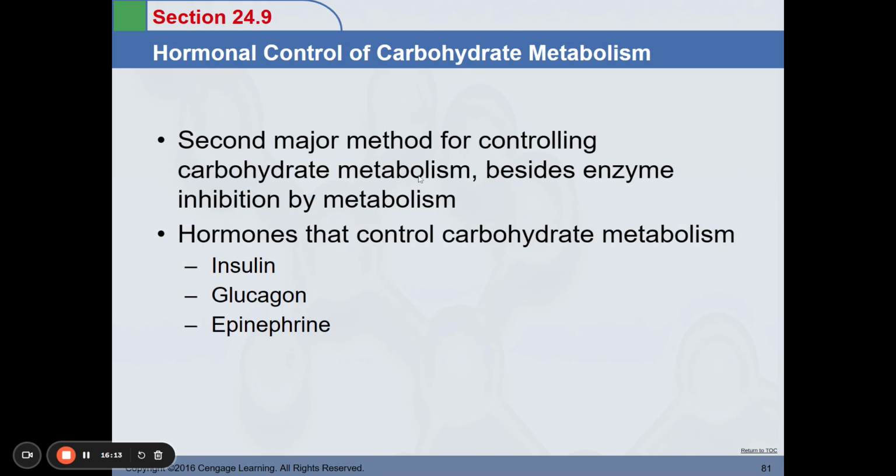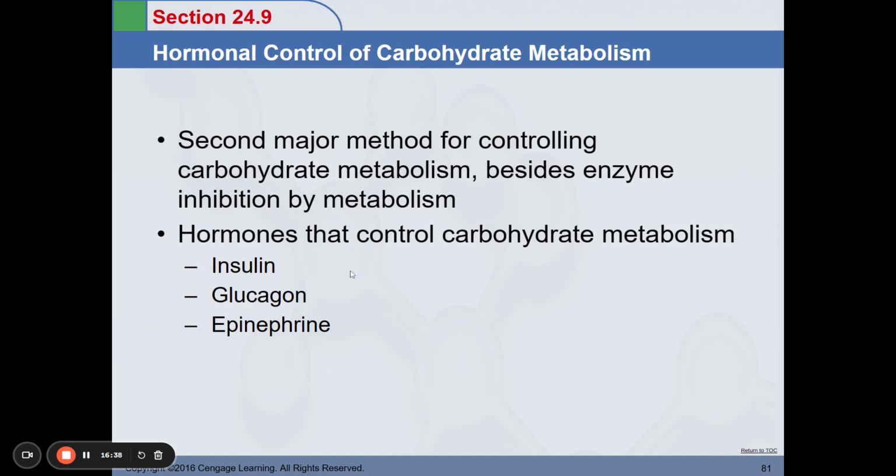Okay, so the second major control method for controlling carbohydrate metabolism, besides enzyme inhibition by metabolites, is hormonal control. Hormones that control carbohydrate metabolism include insulin, glucagon, and epinephrine. Of course, there are a lot more.